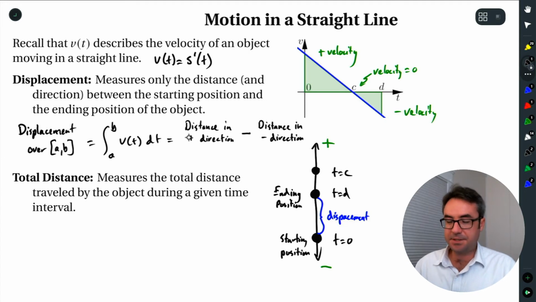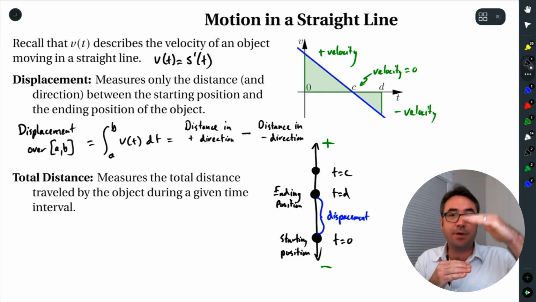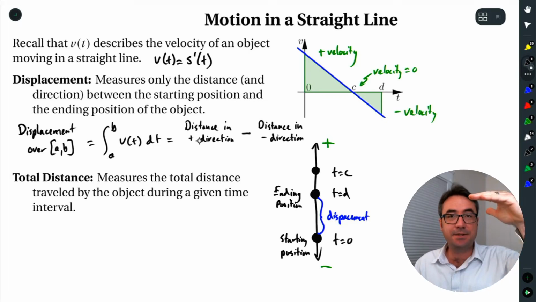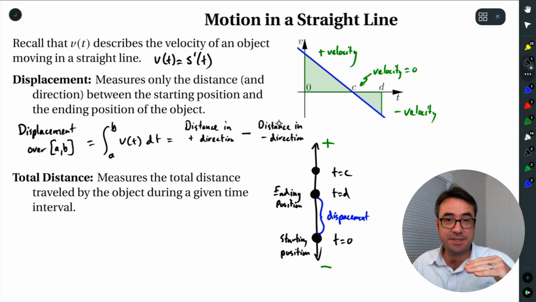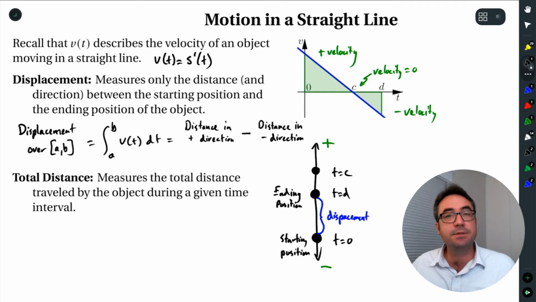And so if the distance we travel in the positive direction is bigger than the distance that we travel in the negative direction, then the net change is that we're going to have a positive displacement. If we travel the same distance in the positive direction and the same distance in the negative direction, then they're going to balance out and the displacement's going to be 0.